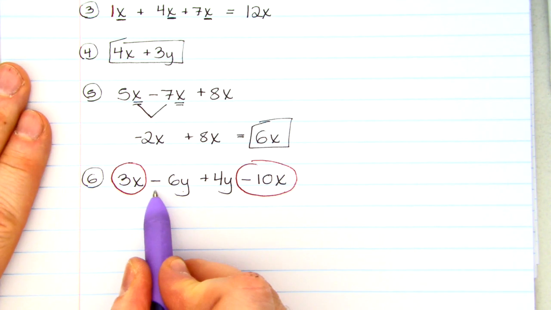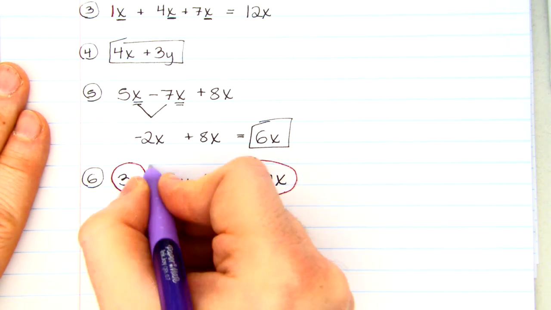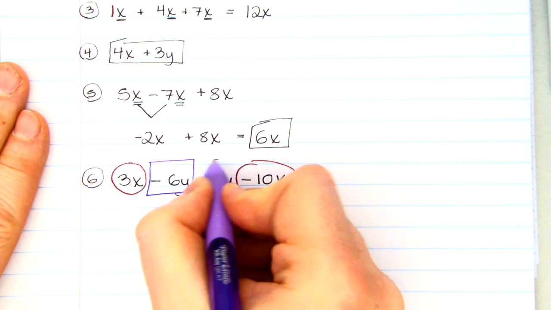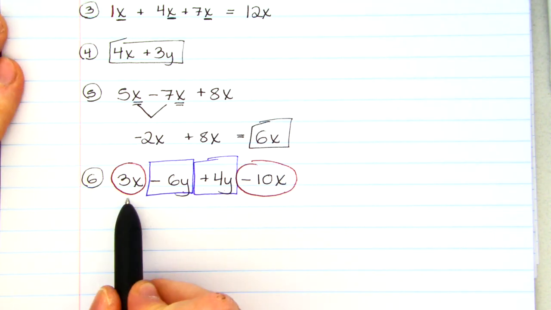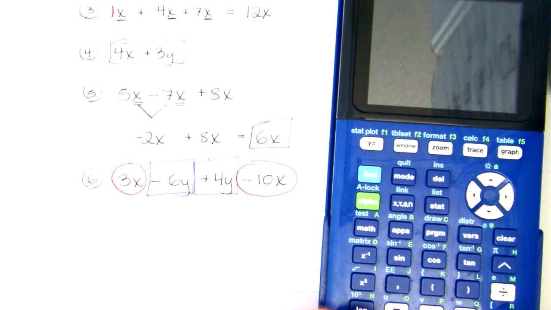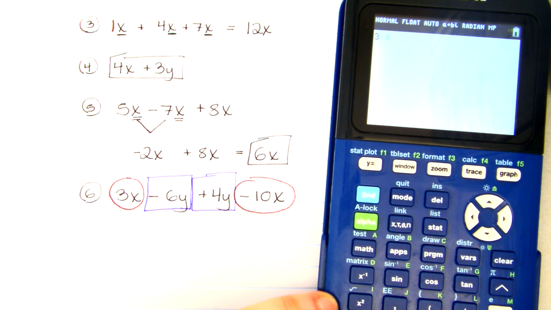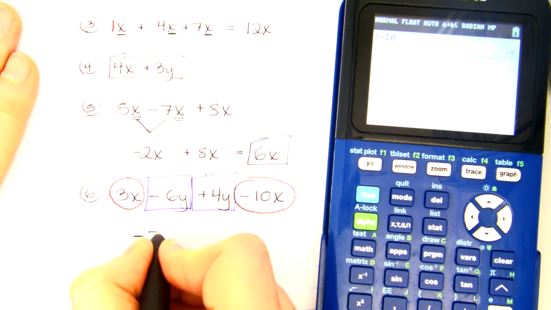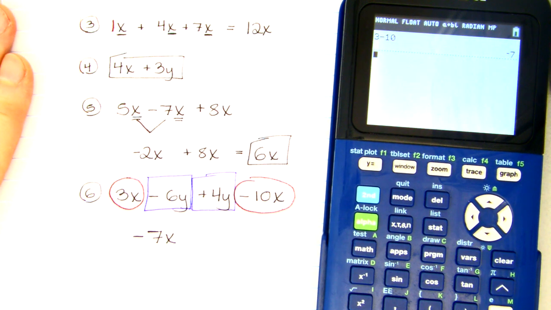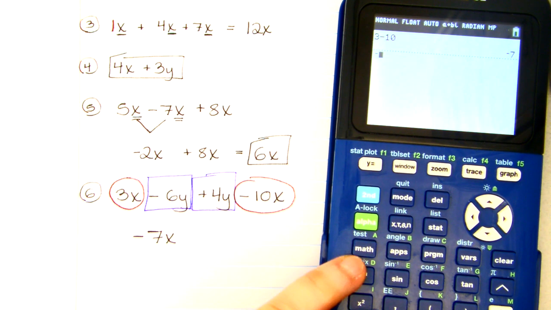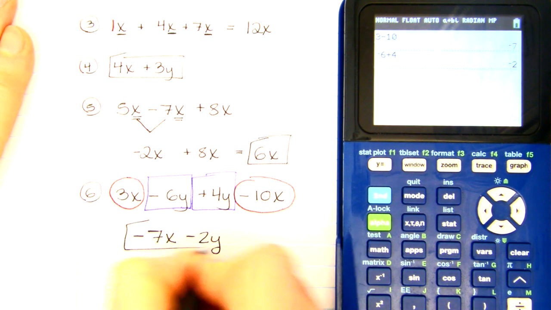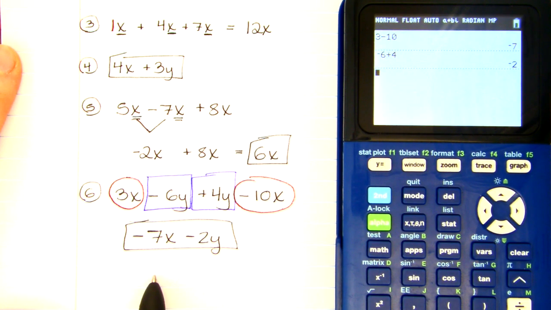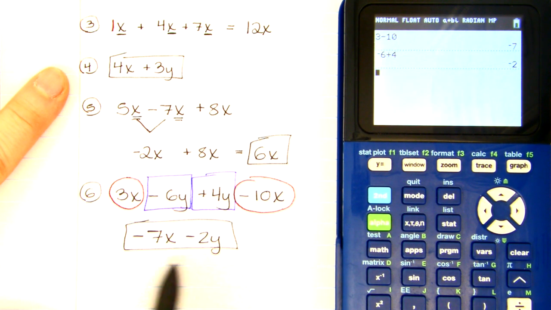In the same breath, my negative 6y and my 4y are also like terms. I'm going to put a box around those to show that those are things that I will be able to combine. Now let me go combine them. 3x minus 10x. Okay, let's do this on the calculator. 3 minus 10, that's giving me negative 7. You're going to get negative 7x from that. Negative 6y plus 4y, well, negative 6 plus 4 will give me negative 2. So I'm going to say minus 2y. And again, just like in the previous problem, this is as far as we can go because now those aren't like terms. Those have different variables in there.